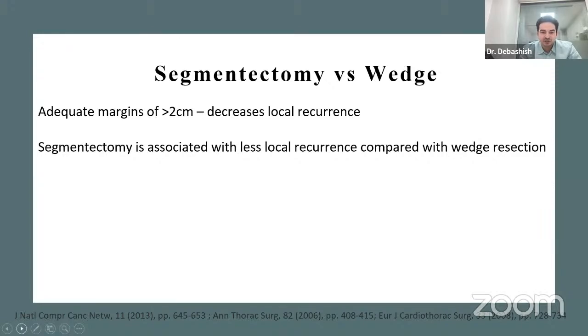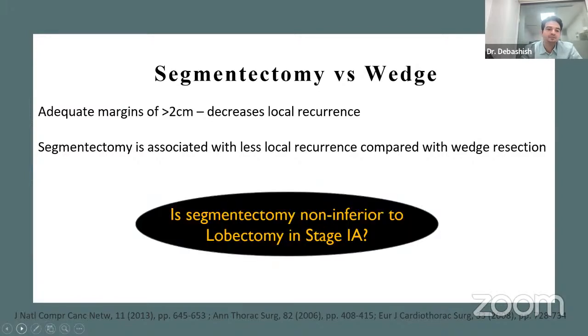Again, segmentectomy versus wedge. A segmentectomy should be preferred over a wedge, because again, a wedge should have a margin of more than 2 centimeters. Segmentectomy is a challenging surgery, and post-operatively it is associated with a lot of air leaks. So I won't say it is easy to go, but definitely it is challenging and should be attempted only at high volume centers. Next slide.